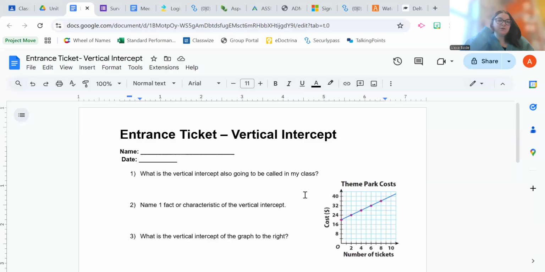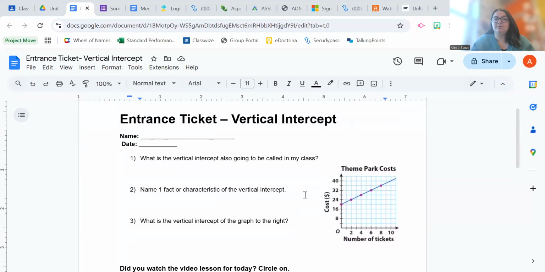Hey guys, so here is our entrance ticket from this afternoon. I'm going to go over the entrance ticket and then dive deep into this graph here. That's going to be part of what we do tomorrow in class.